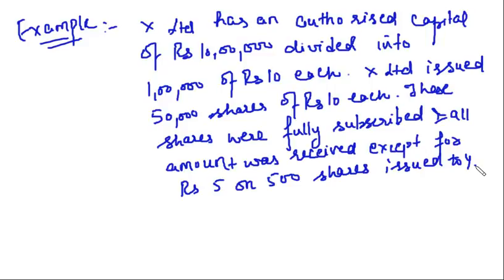X Limited is a company that has an authorized capital of rupees 10 lakhs divided into 1 lakh shares of rupees 10 each. X Limited issued 50,000 shares of rupees 10 each. These shares were fully subscribed and all the amount was received except for rupees 5 on 500 shares issued to Y. All the amount was received except on 500 shares. On those 500 shares, rupees 5 was due. Now, how to disclose this in the balance sheet? We are going to do this.